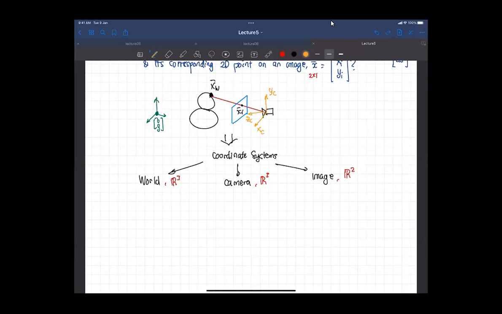Any questions on that? So you imagine your camera. If you have a camera here, your Y will be there, your X will be here, your Z will be there. Okay, so based on your lens.